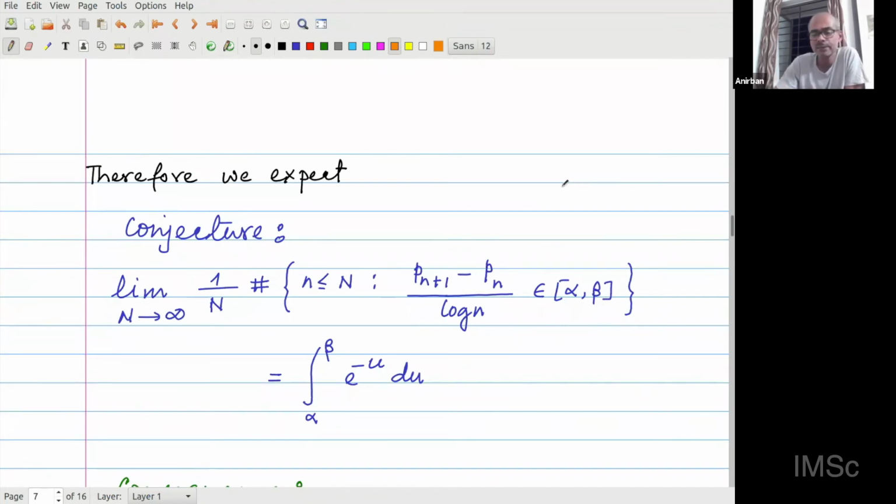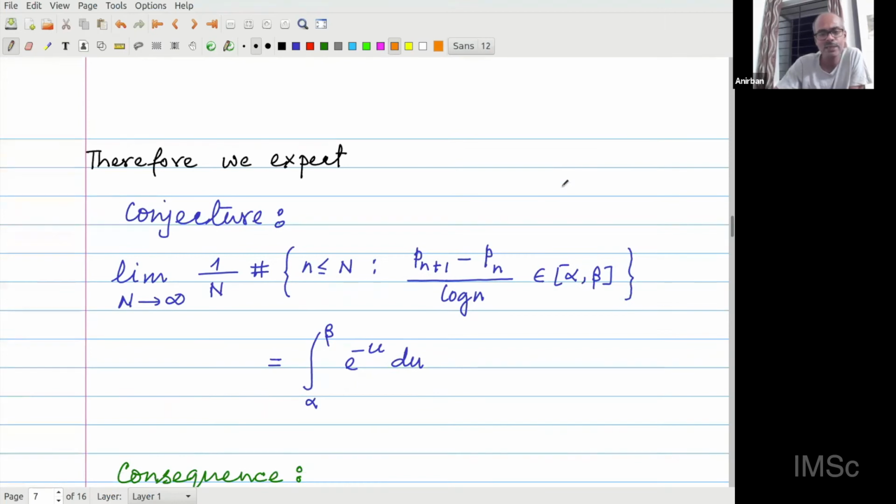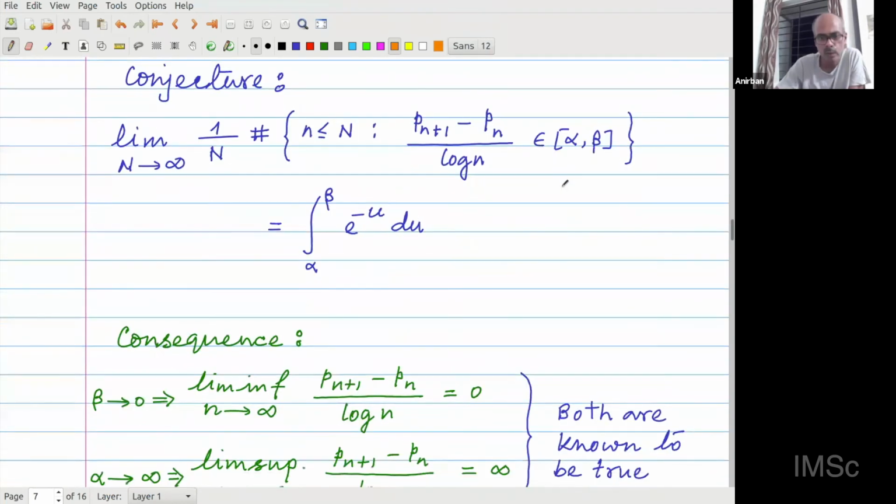If you are familiar with some probability, you would see that this is like an exponential distribution. We have calculated this limit, so we know the density of such things happening. This is actually very difficult to prove. This is not known yet. Proving this would be a big thing. Just using elementary probability, we could make such a conjecture. But this has very interesting consequences, so let's talk about one consequence.